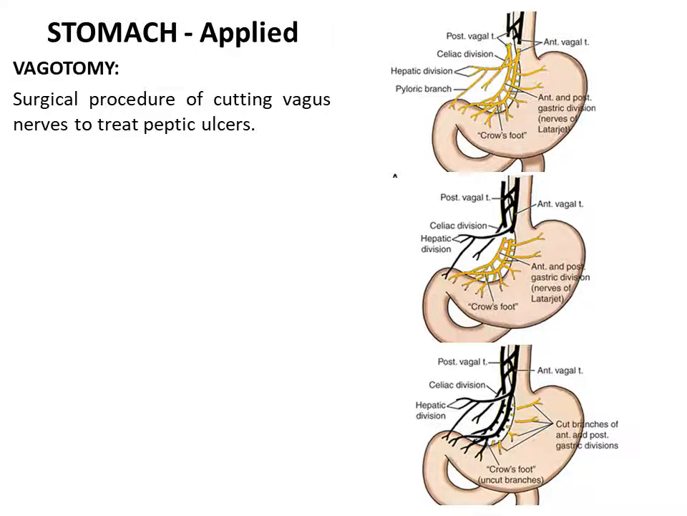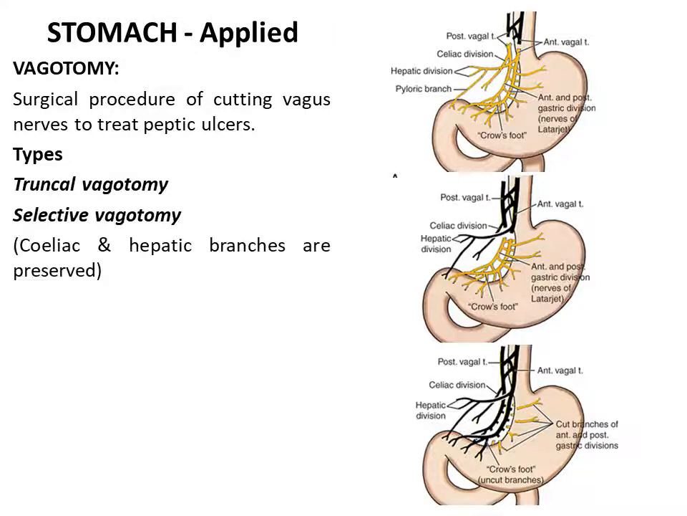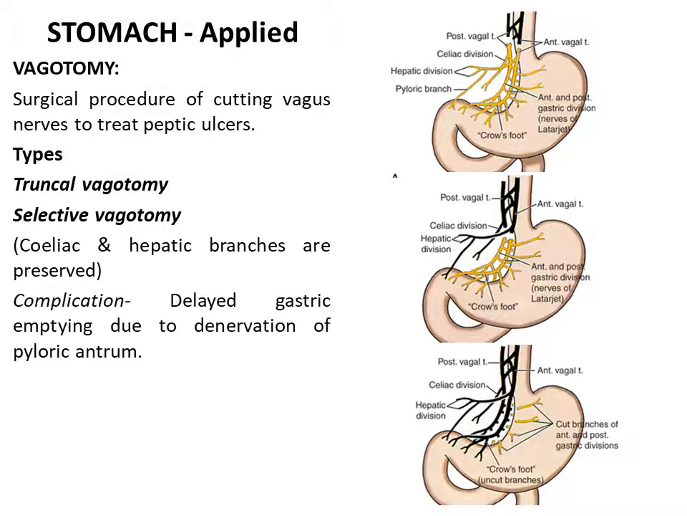The types of vagotomy can be a truncal vagotomy, where the trunk of the vagus nerve is sectioned. However, a complication is the loss of parasympathetic supply to the liver and gallbladder. A selective vagotomy is preferred, where the hepatic and celiac branches are preserved and the nerve of Latarjet is sectioned. However, in both these procedures, due to denervation of the pyloric antrum, there is delayed gastric emptying.